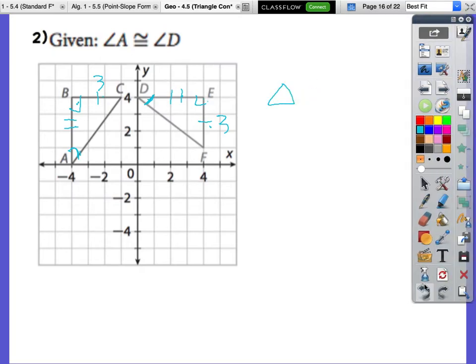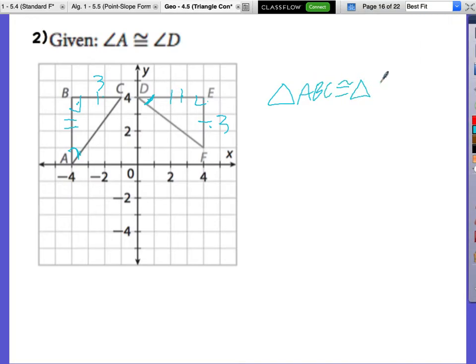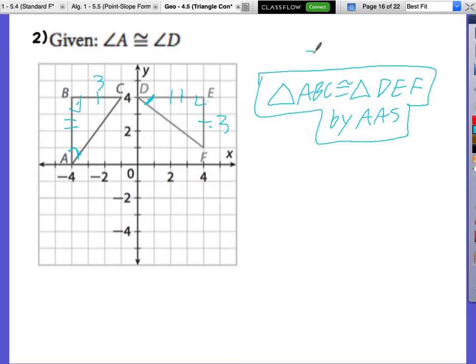So somebody can give me the triangle congruence for this one. Triangle ABC is congruent to triangle DEF by AAS, angle, angle, side. We also could use angle, side, angle if we wanted. Questions on that one? Okay, we're getting close.